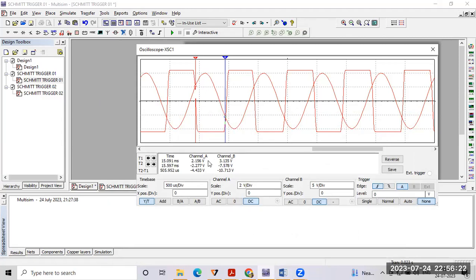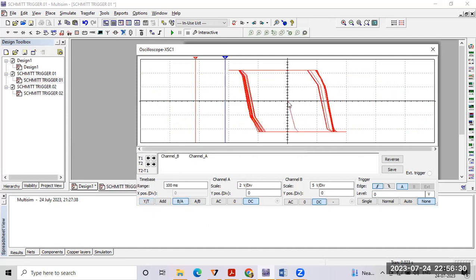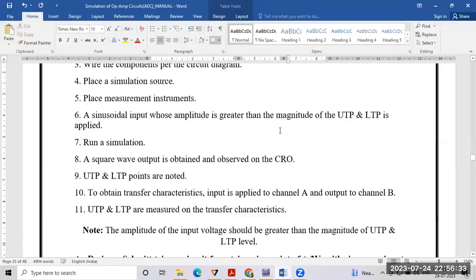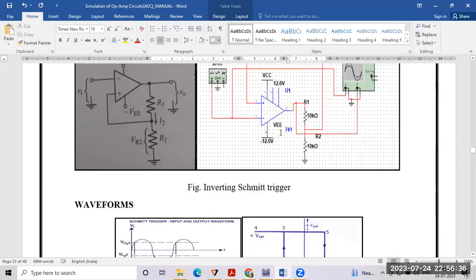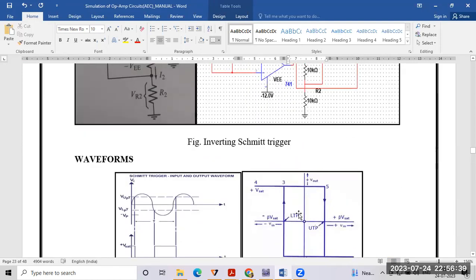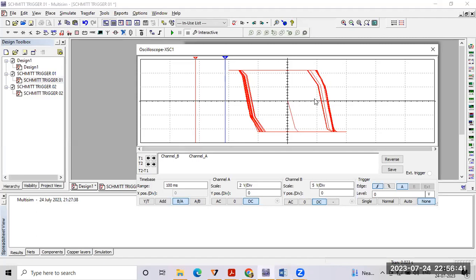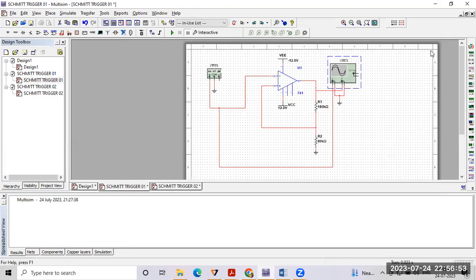Now I'm going to show you the hysteresis curve. Keep it as it is and click on B bar A. Now I'm going to check the UTP. This is UTP and this is LTP. How to check UTP? Go to the reference waveform or reference graph. UTP is here; the boxes covered are 1 box into 2, that is 2. Here also 1 box into 2, that is 2. So UTP equals 2 and LTP equals 2 as per our design. This is how we need to check our Schmitt trigger output.